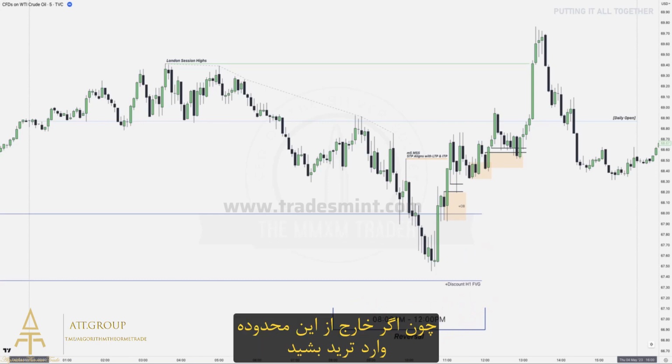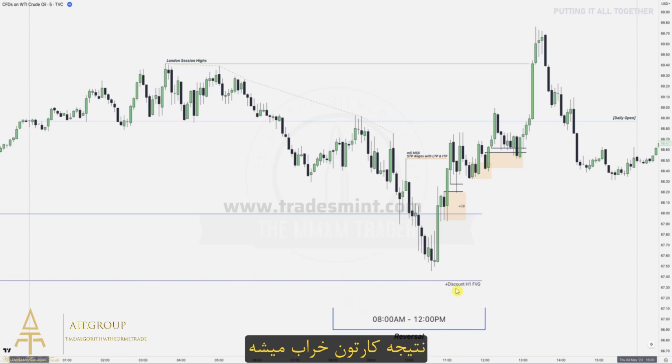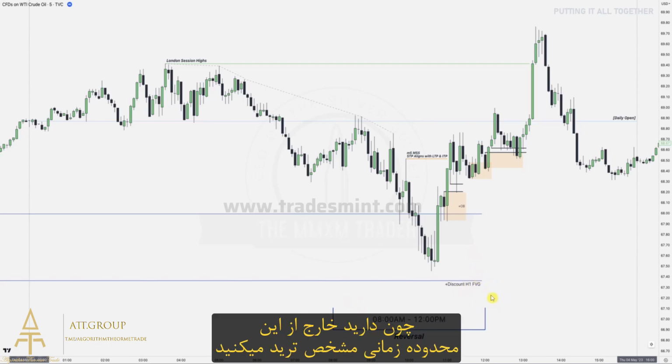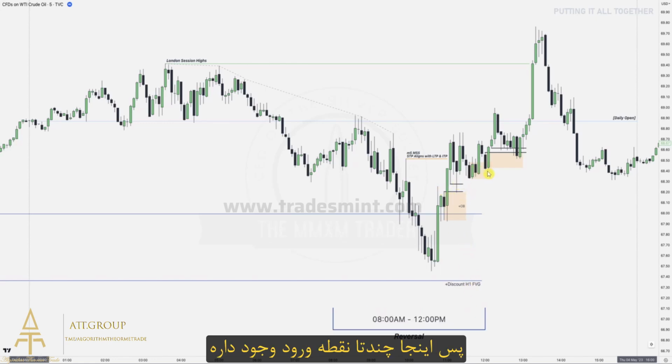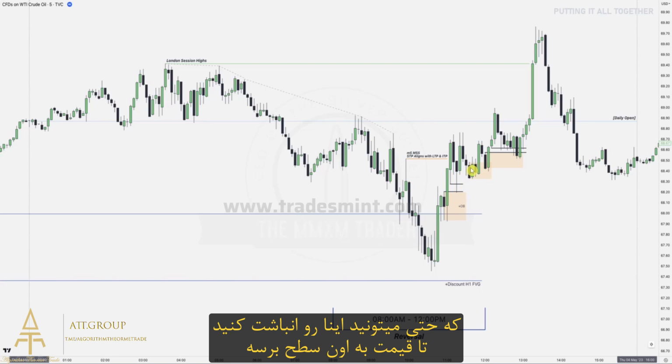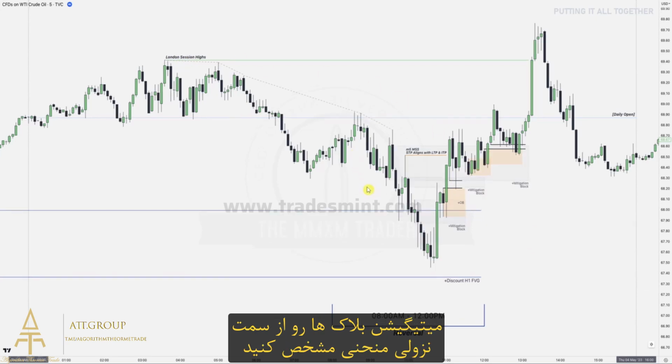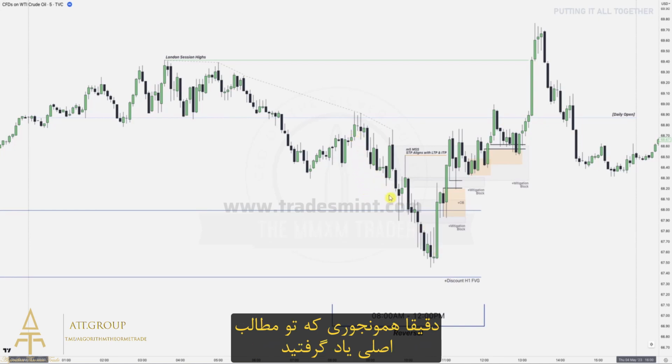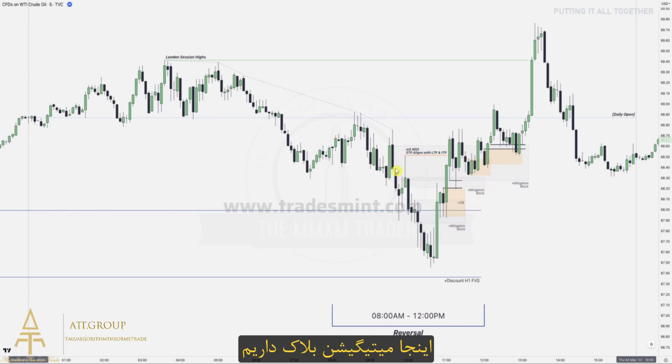Because if you take entries outside of this time frame, right, your data may be skewed because you're taking entries outside a specific time window. So multiple entry possibilities. You could even pyramid in over here again until we reach that level. Draw out your mitigation blocks, right, from the sell side of the curve, as we learned in the core concepts, right? Those mitigation blocks over here.